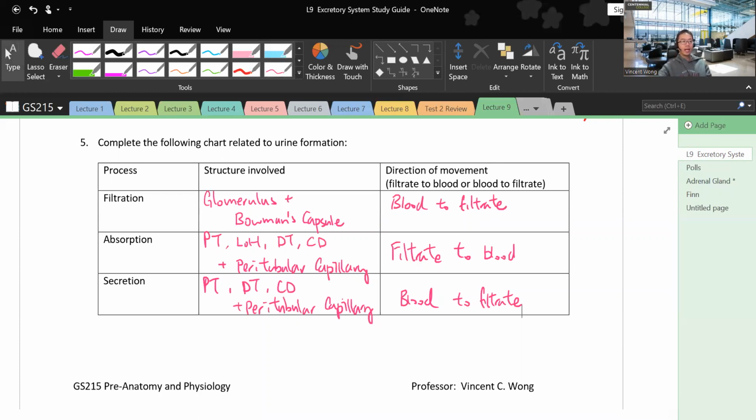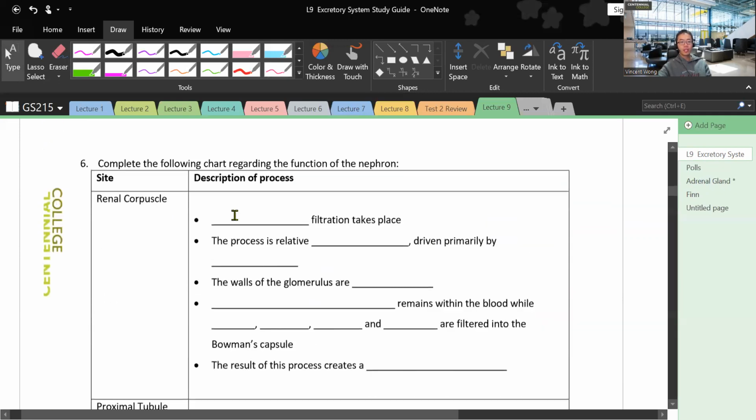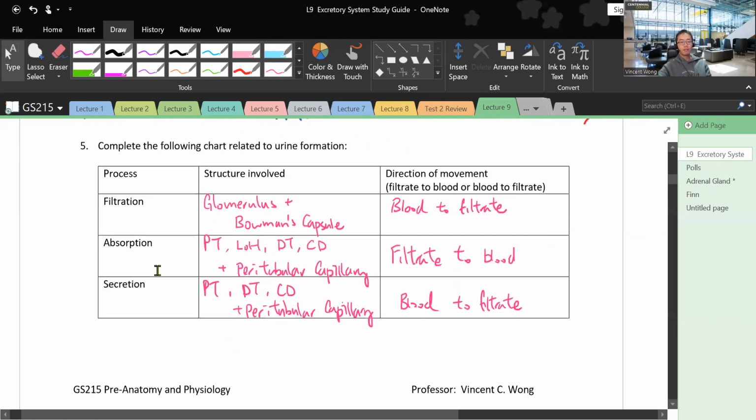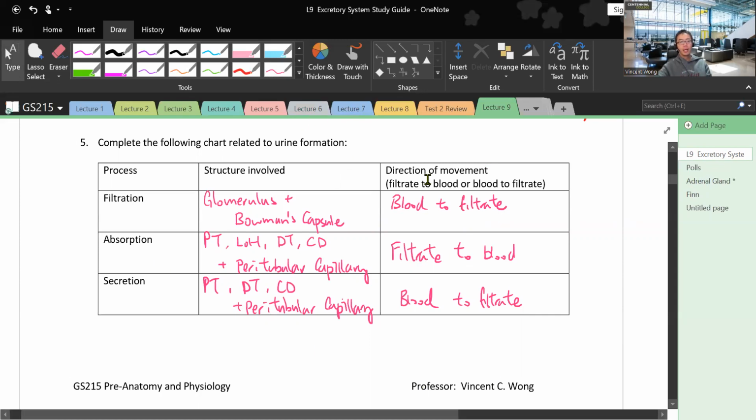Let's take a quick break, and when we come back, we will fill this in so you will have a better idea of exactly how urine is produced by each of these things. All right, so see you in about 5 minutes, guys.